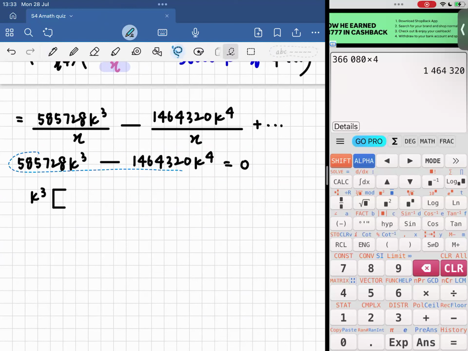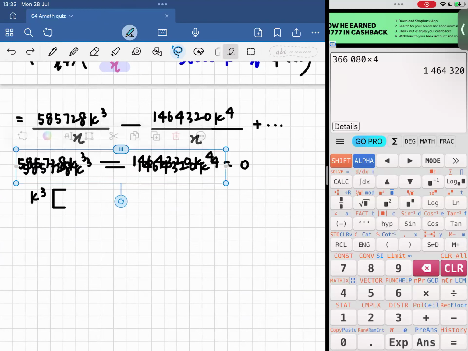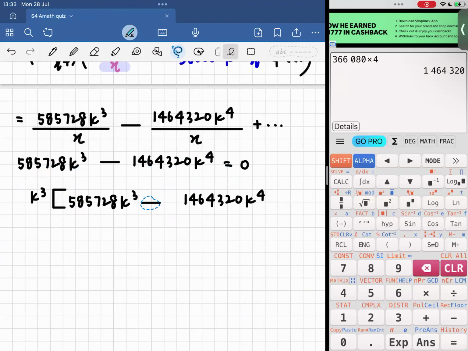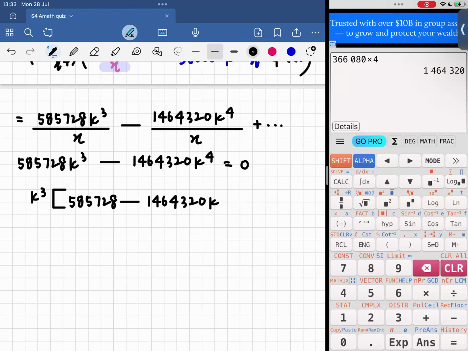When I do that, this thing here will simplify further. This is gone, and then like that. Then this thing here is equal to 0. So one of them is k to the power 3 equals 0. They say k is not equal to 0, right? So reject this one.